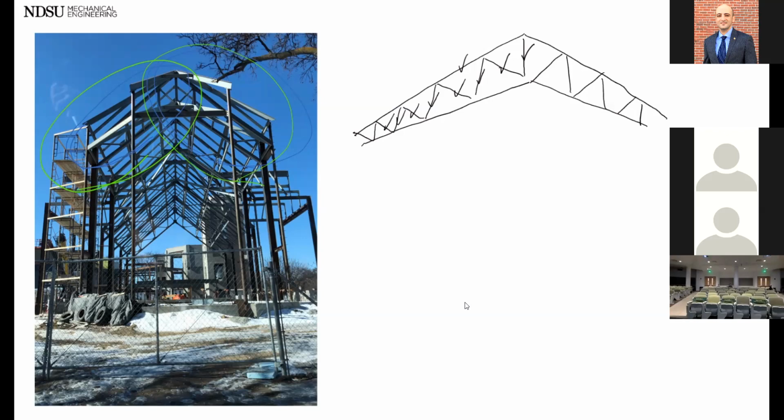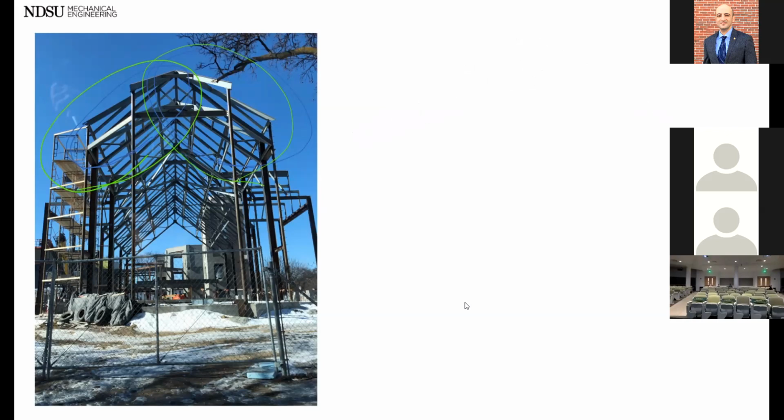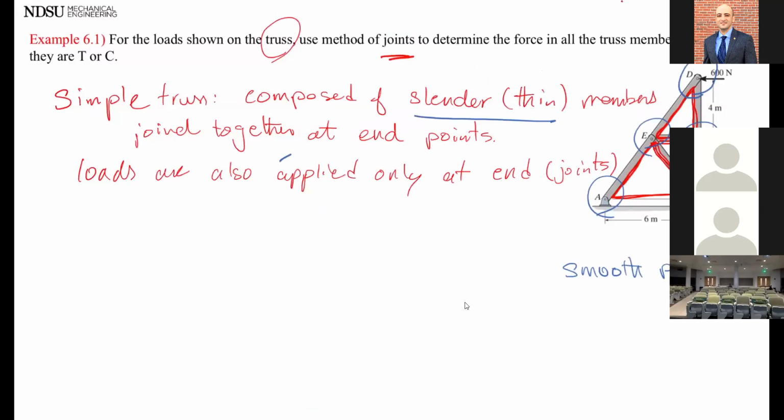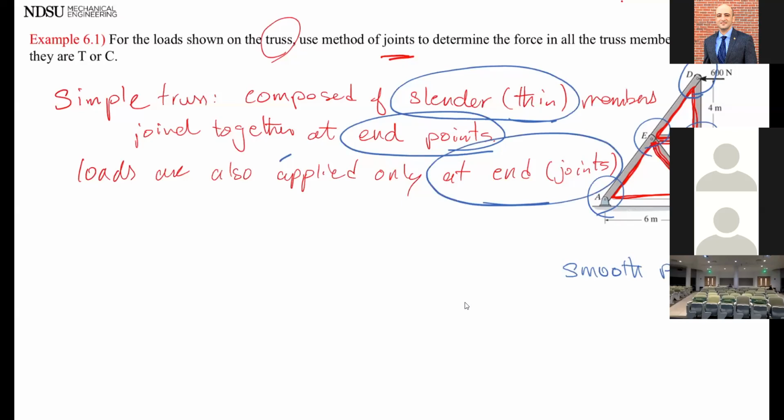One thing that you've got to know when analyzing trusses is, before that, let me tell you something. A truss, based on what I just told you, is composed of slender members joined together at endpoints, and loads are also applied only at the end points. These three facts mean a truss has two force members. And that's something important that you remember.